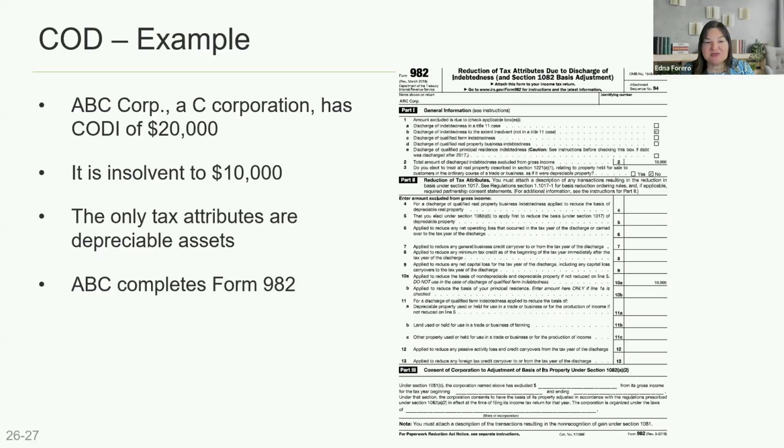So the only tax attributes in this case are the depreciable asset. They're going to complete that Form 982 to show that they're insolvent for that $10,000. You'll see it listed there in Part 2. And this is what we would prepare for them and attach to the tax return so that they can see that they were insolvent for a portion of that. And if not, then we know that that cancellation of debt becomes income that is taxable.